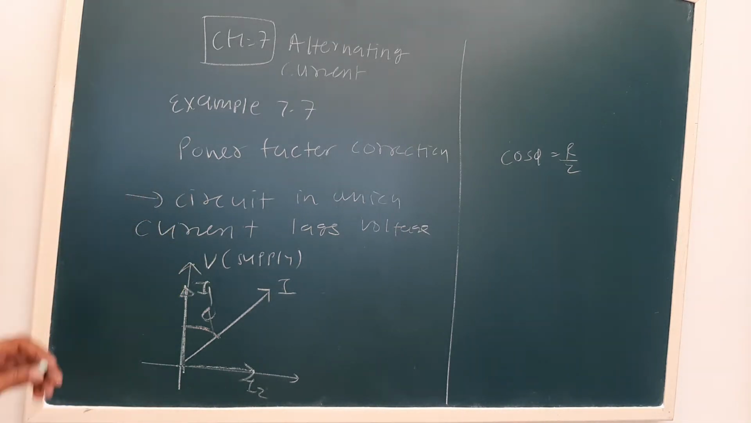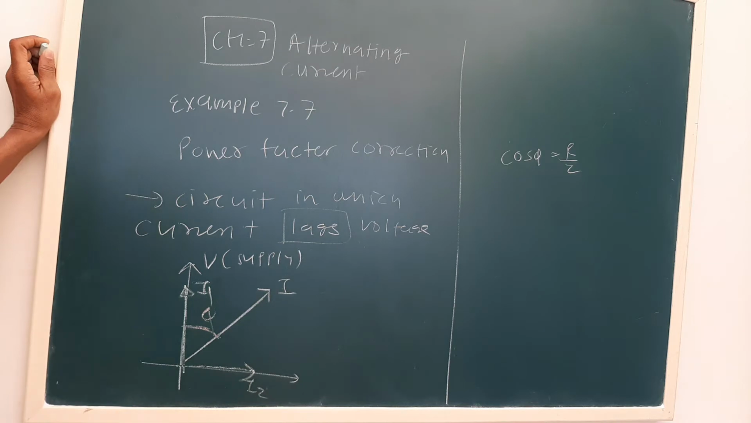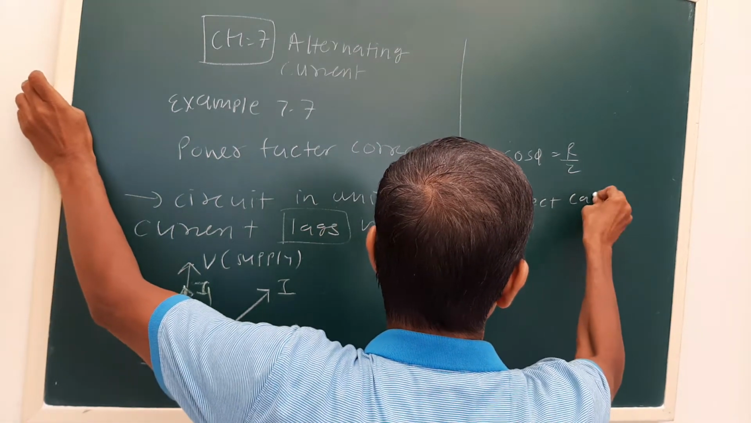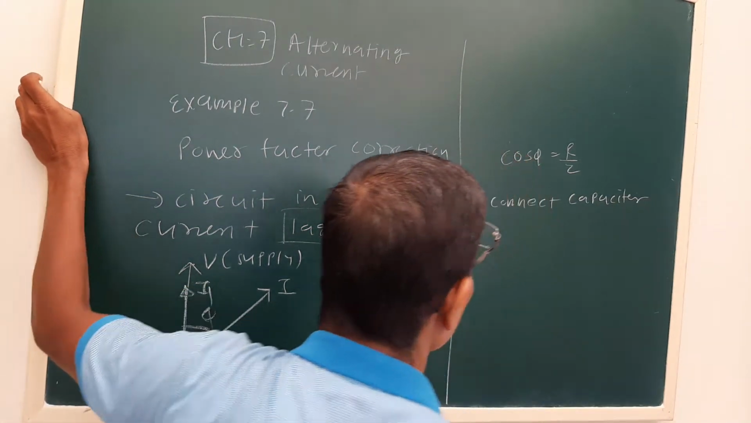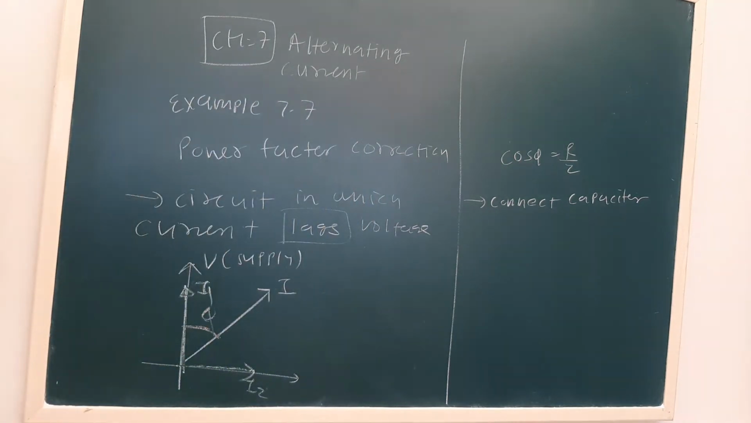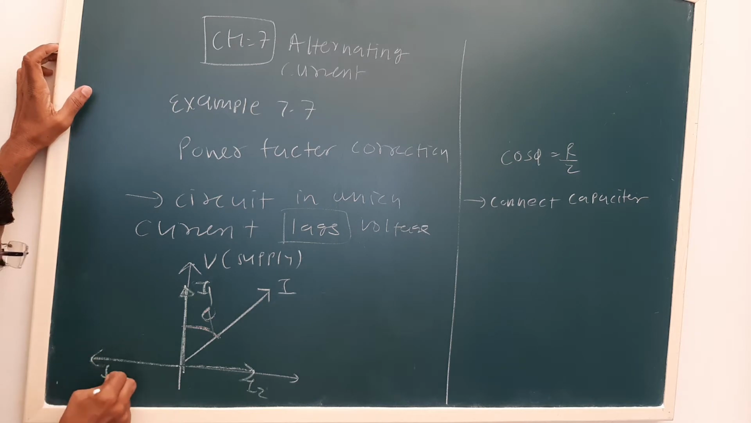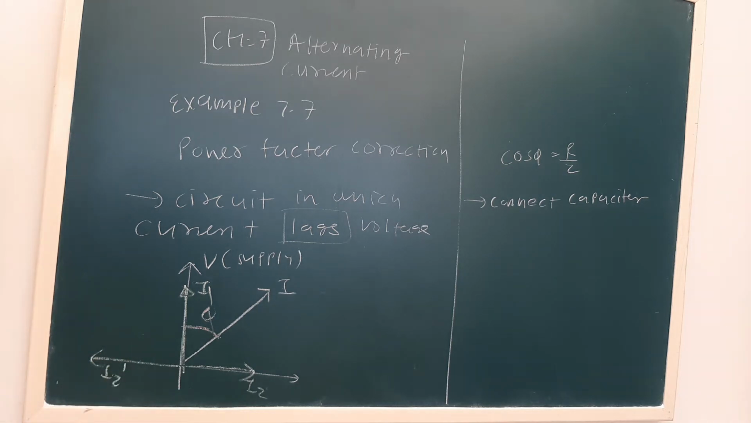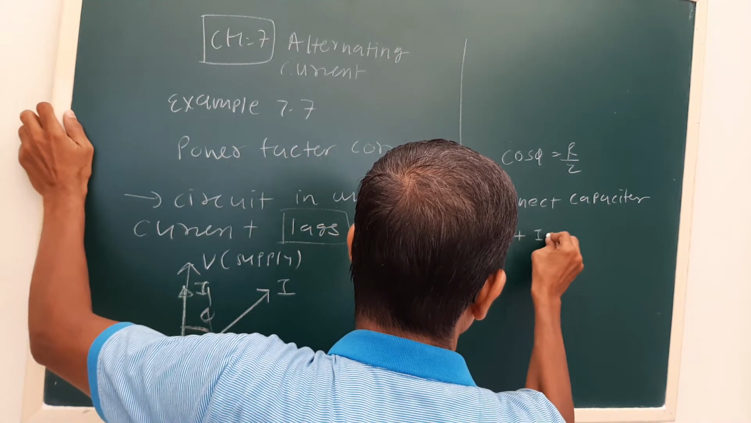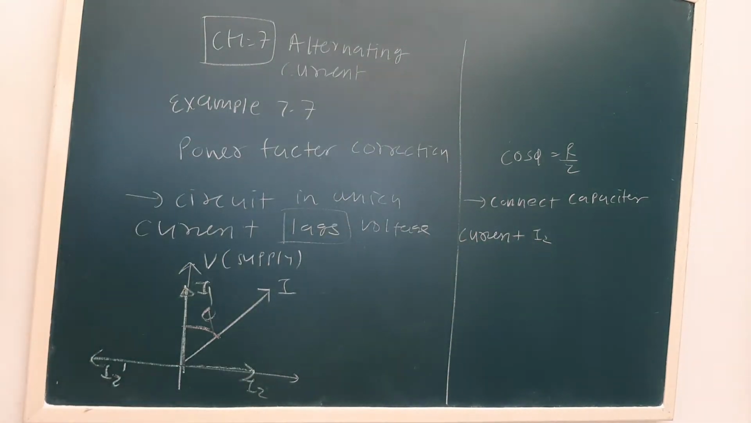Given that the current lags the voltage, to nullify this lagging component we connect a capacitor. Now we know in a capacitor the current is ahead of the voltage. So by using a capacitor we get a current I2 dash. This will be again by the selection of the component.